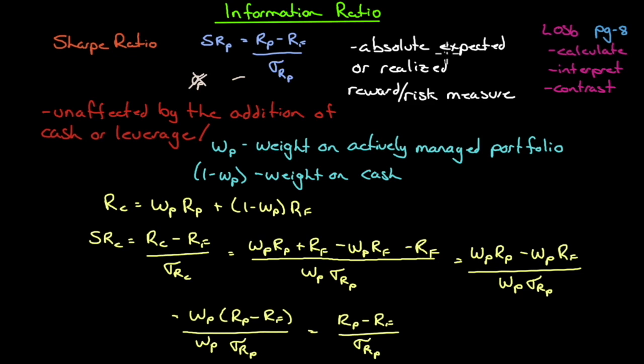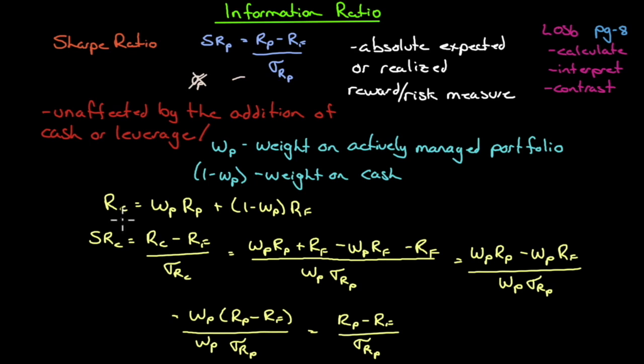It's an absolute expected or realized reward-risk measure. An absolute. For active management, remember, we have active return. So we can't really use an absolute measure for that, right? Sharpe ratio is unaffected by the addition of cash or leverage. Doesn't change the Sharpe ratio. So let's just do a small proof of that. Let WP be the weight on an actively managed portfolio, and 1 minus WP will be the weight on cash. So now we're going to add cash to the portfolio and see if it affects our return.